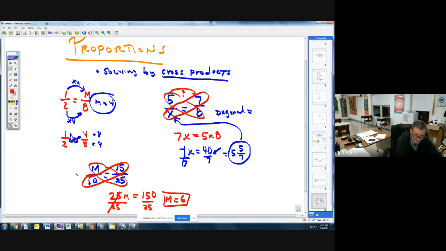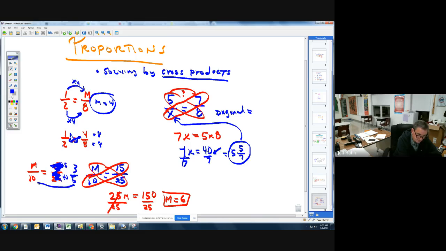But if I go back to this problem again, let me rewrite that. M over 10 equals 15 over 25. One thing maybe you could have noticed over here is 15 25ths could be reduced. I can divide those both by 5. And if I divide them both by 5, I get 3/5. And if I get that equal fraction, I can forget about this fraction, and I could use this fraction for my proportion. And this one does work out.